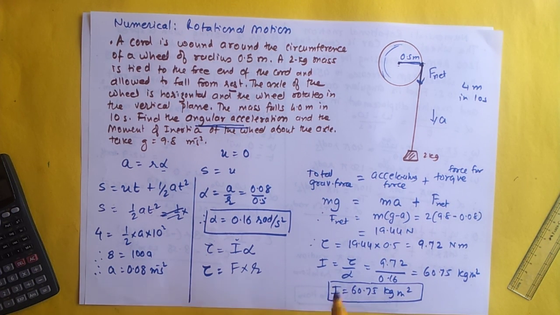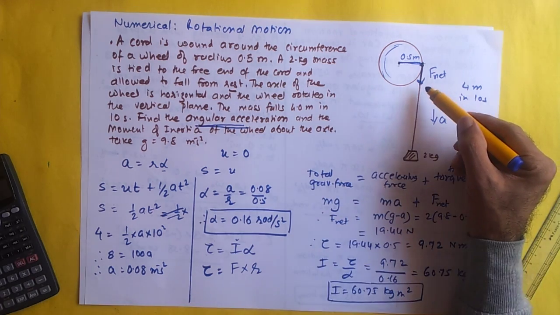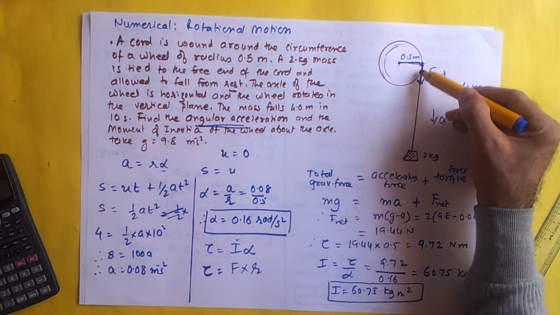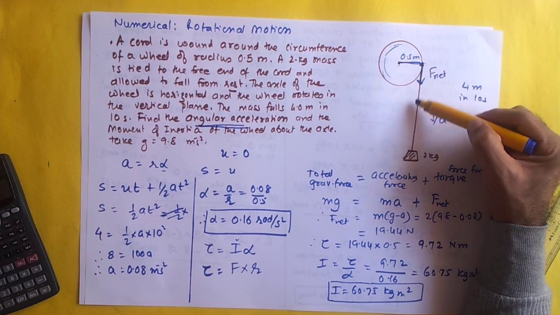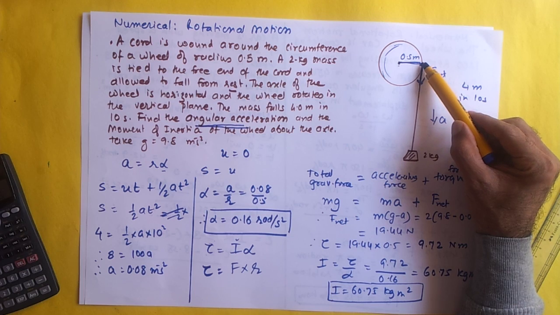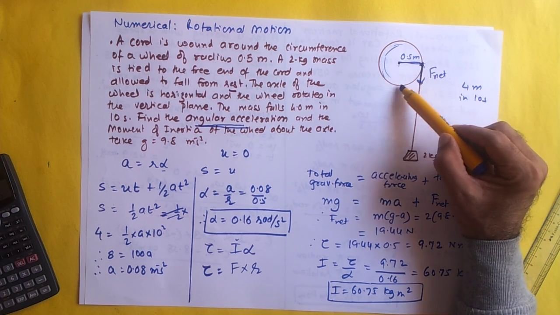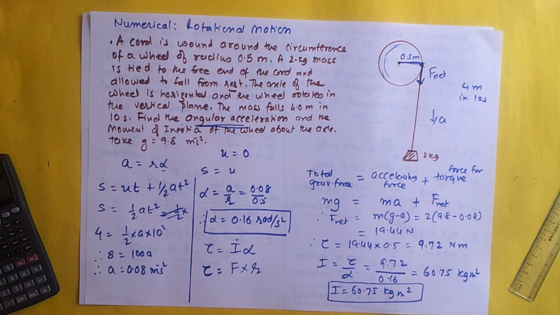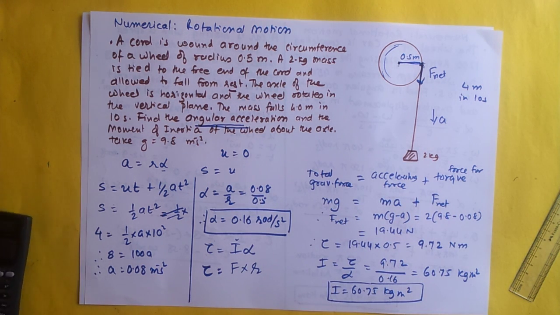So we have obtained both alpha and I. The point I want to revise or once again stress upon is how we handled linear motion and rotational motion, how this particular force we use to find out torque, and how the linear acceleration of this point of the wheel is connected to the angular acceleration of the wheel. Keep these points in mind when you are trying to solve any other numerical on rotational motion. See you in the next video on rotational motion. Thank you.